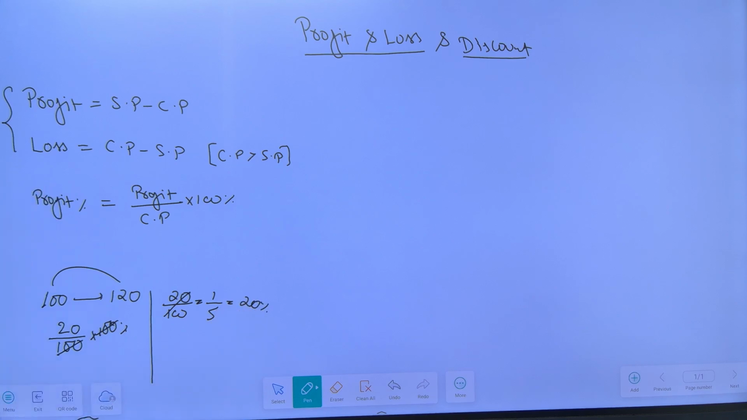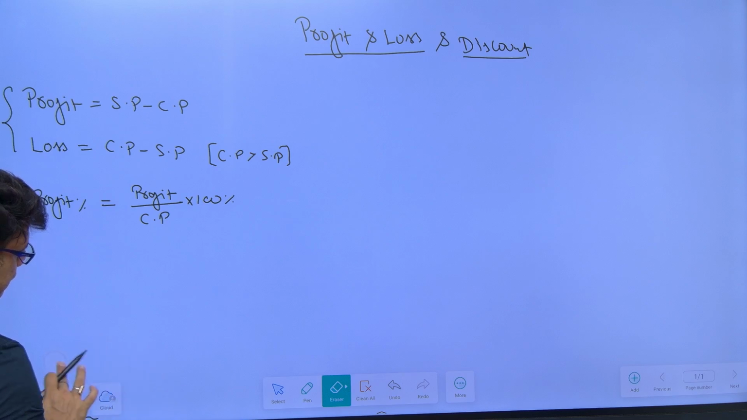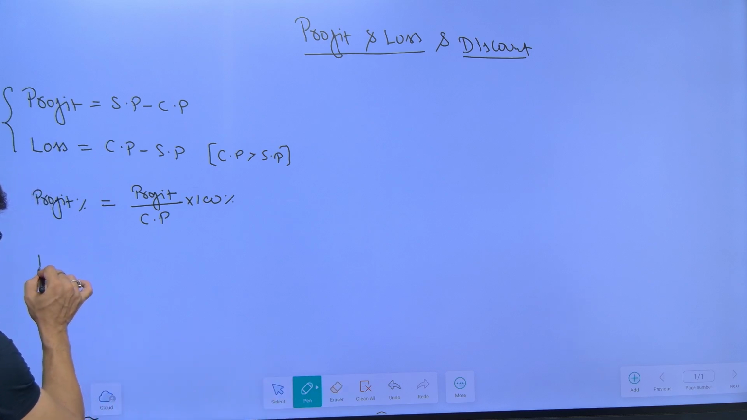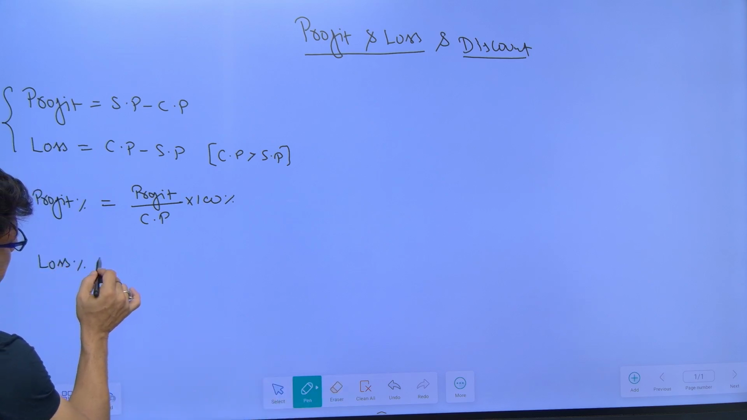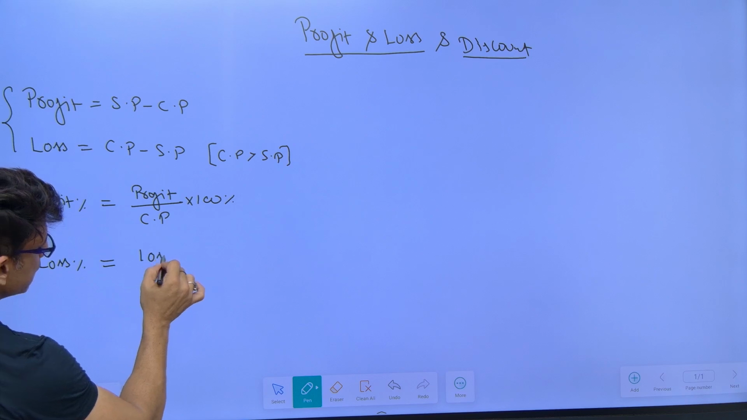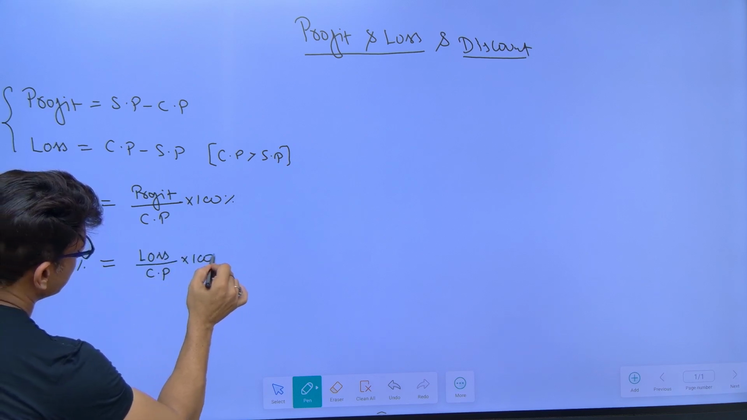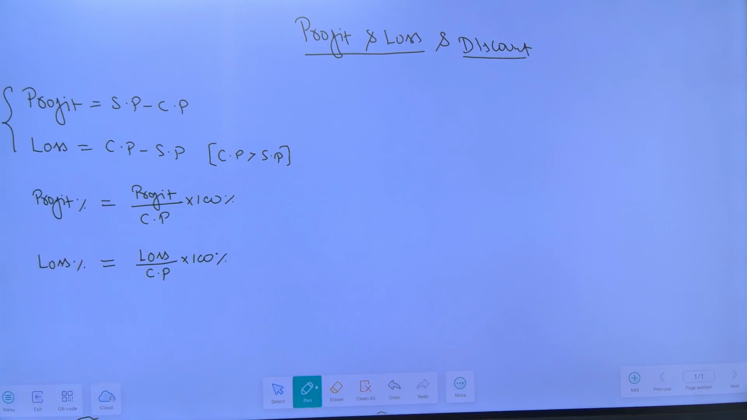So profit percentage or loss percentage. Loss percentage is the loss which is occurred over cost price into 100 sign of percentage. Profit or loss percentage both are calculated on cost price. Right?